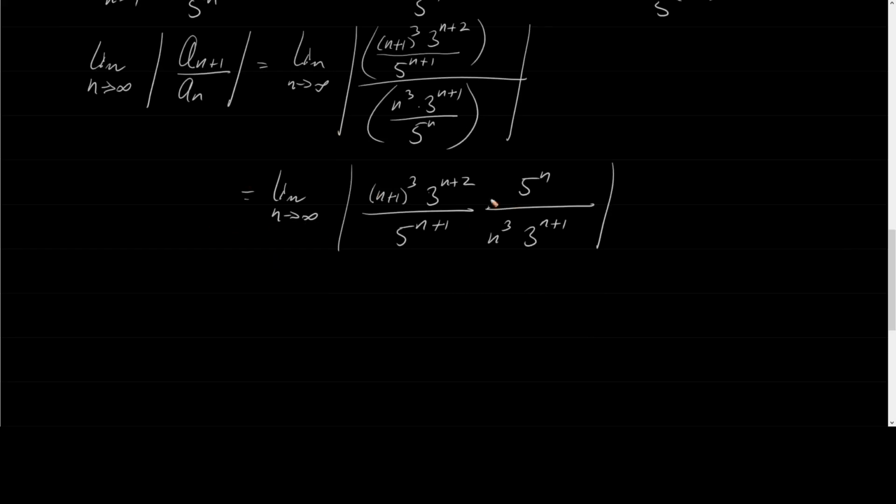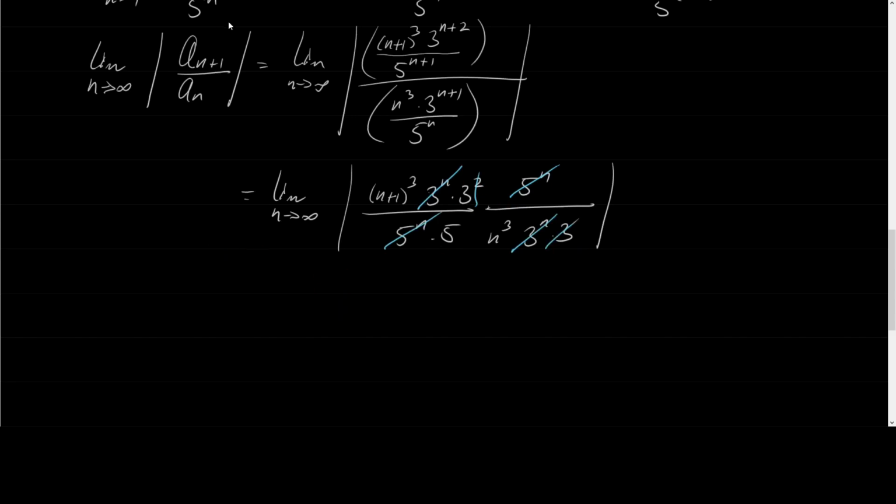Well, let's write it this way. Instead of 3 to the n plus 2, I'm going to rewrite that as 3 to the n times 3 to the second. Similarly, that 5 to the n plus 1 is 5 to the n times 5 to the first, and 3 to the n plus 1, I'm going to write as 3 to the n times 3. Again, those are by the rules of exponents, just like in the previous example. This 5 to the n cancels out this 5 to the n. This 3 to the n cancels out this 3 to the n. This 3 cancels out one of these 3's.